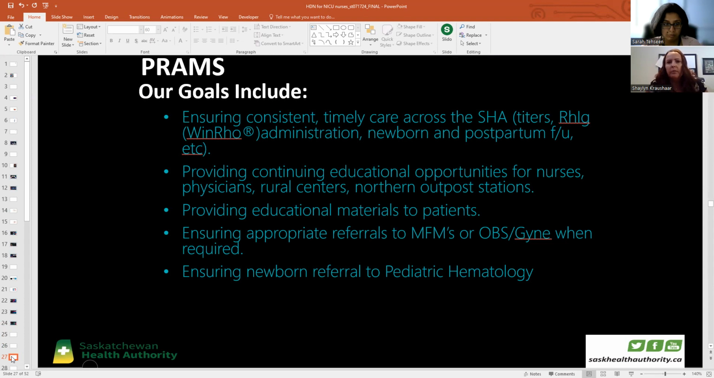We also follow up with newborn follow-up in these allo-immunized patients. We provide educational opportunities for nurses, physicians, rural centers, northern outpost stations. We've developed educational materials for patients in regards to Rh negative status or allo-immunization. We ensure referrals to those MFMs when needed, as well as OBS-GYN if required. And as Dr. Tassine mentioned, we ensure that the newborn referral to pediatric hematology has been made for those critical titers.